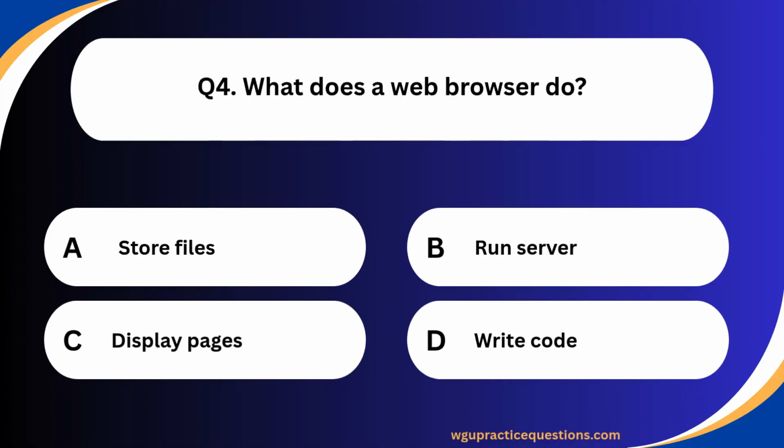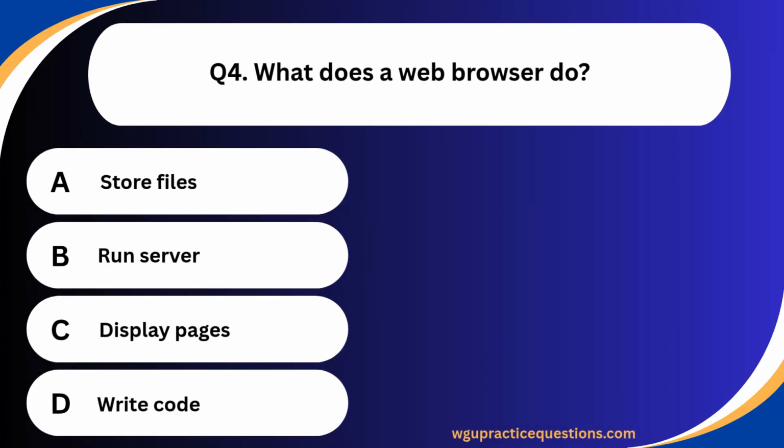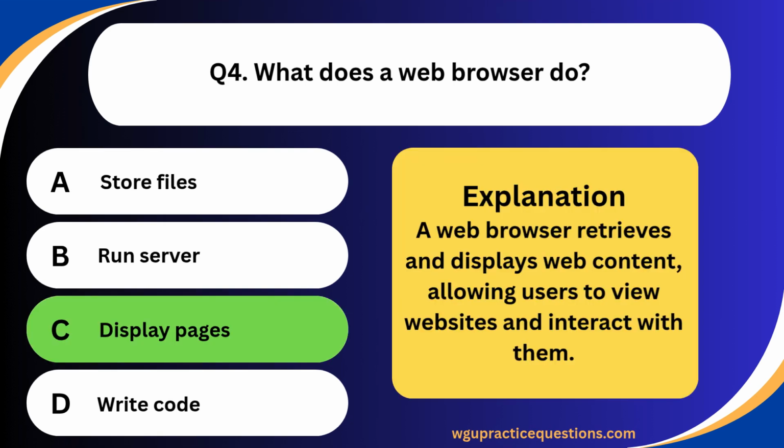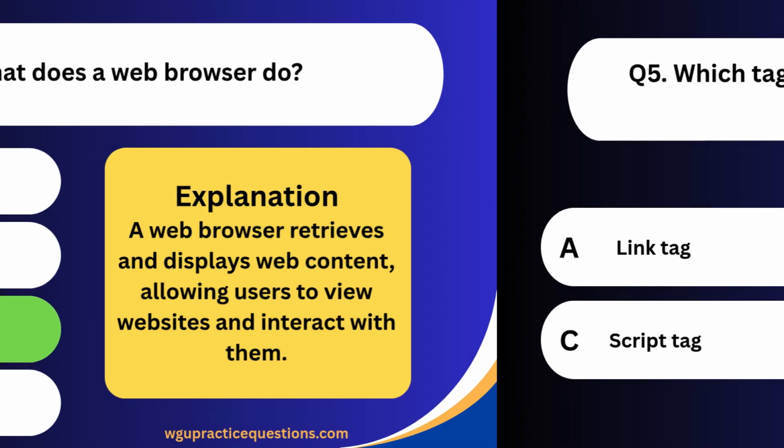Question 4. What does a web browser do? A. Store files. B. Run server. C. Display pages. D. Write code. Which one is the correct answer? The correct answer is C. Display pages. A web browser retrieves and displays web content, allowing users to view websites and interact with them.